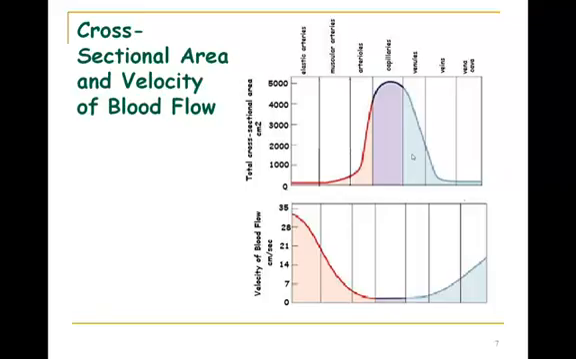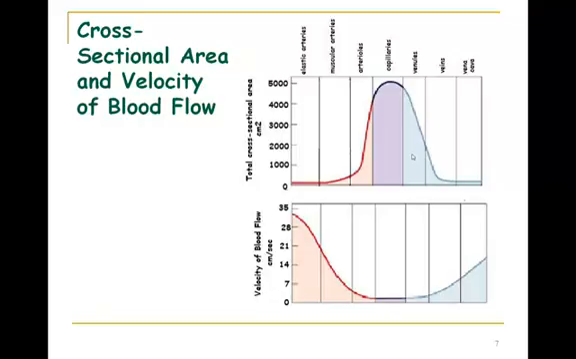The total cross-sectional area of the aorta is 33 centimeters per second. And the capillaries is 0.3. Oh, sorry, I'm actually telling you the velocity. The aorta velocity is about 33 centimeters per second. In capillaries, it's 0.3 millimeters per second. That is a lot slower.